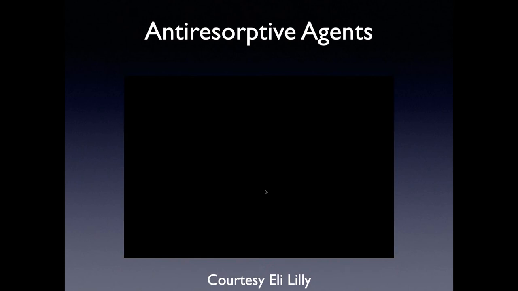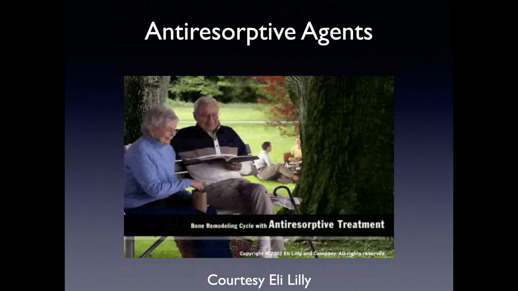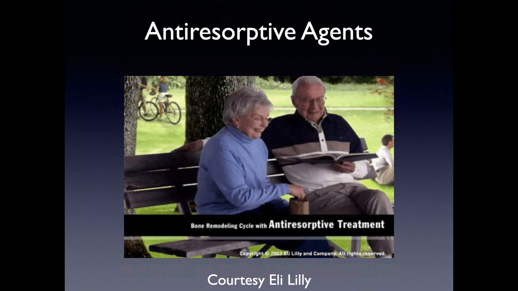This scene illustrates how anti-resorptive agents act to reduce resorptive activity and thereby prevent further deterioration in bone structure. Again, we consider the case of a postmenopausal woman who has severe osteoporosis with a lumbar spine T-score of -3, several vertebral compression fractures, and back pain.